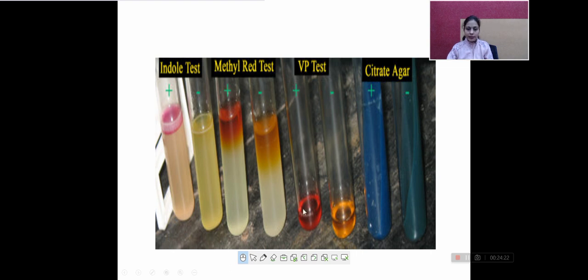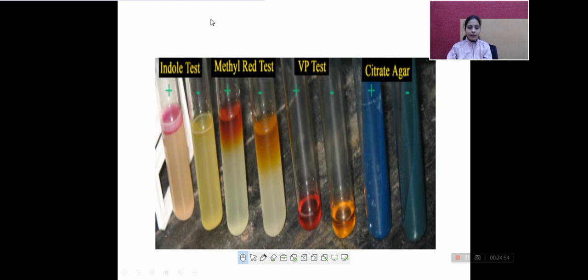So the combination of all these tests is known as the IMVIC test. What? The IMVIC test. This test is mainly used for the family of Enterobacteriaceae and coliform bacteria, which confirm fecal contamination.